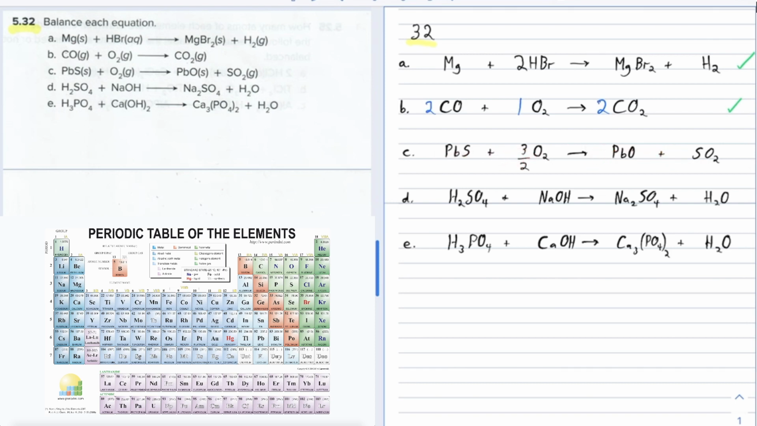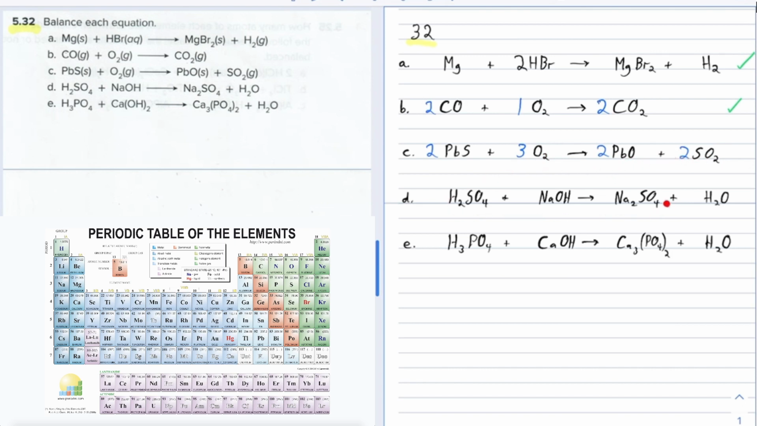And so that's what we're going to do. 2, 3, 2, 2 are going to be the coefficients. And everyone is still balanced. You got 2 leads, 2 leads, 2 sulfurs, 2 sulfurs, and then 3 times 2, 6 oxygens, and that's the same as 2 plus 4, 6 oxygens.